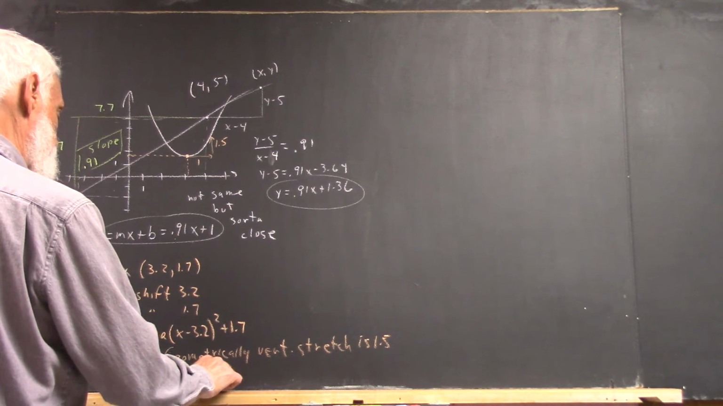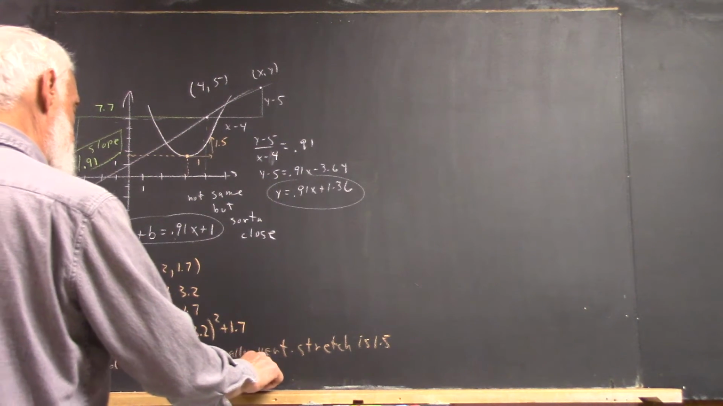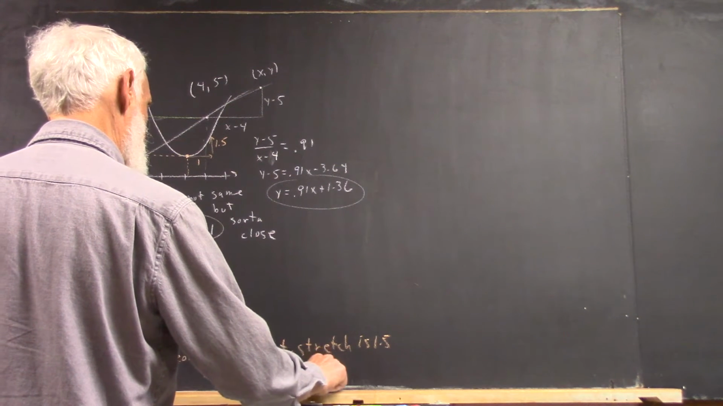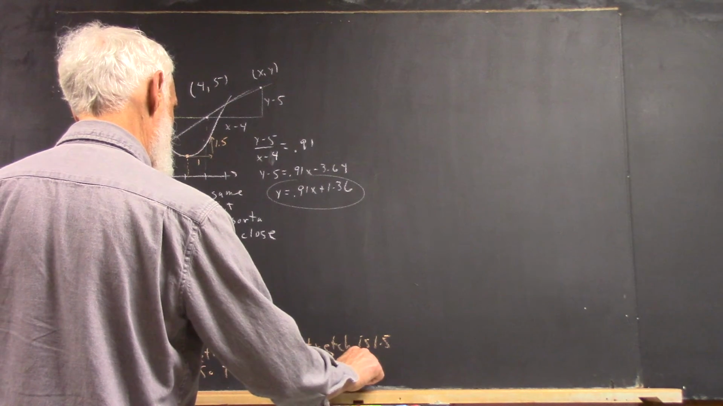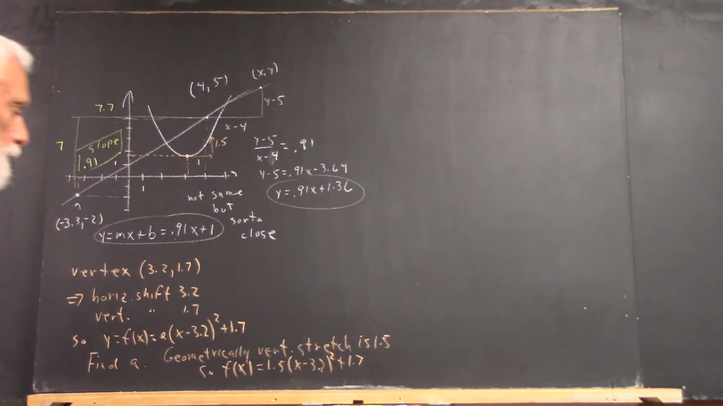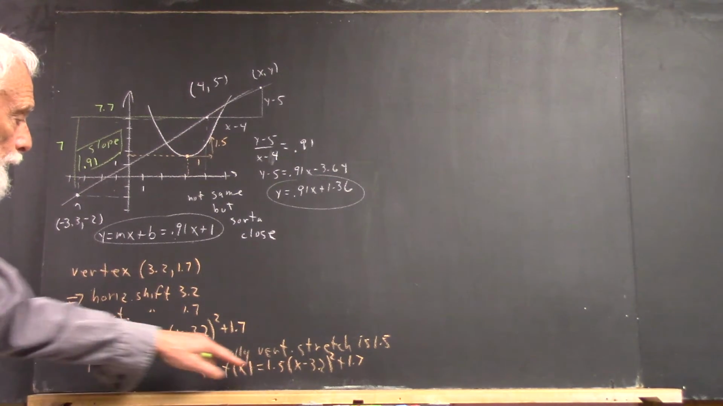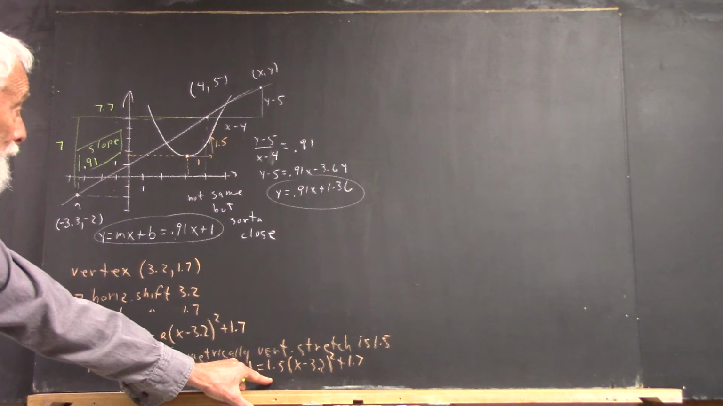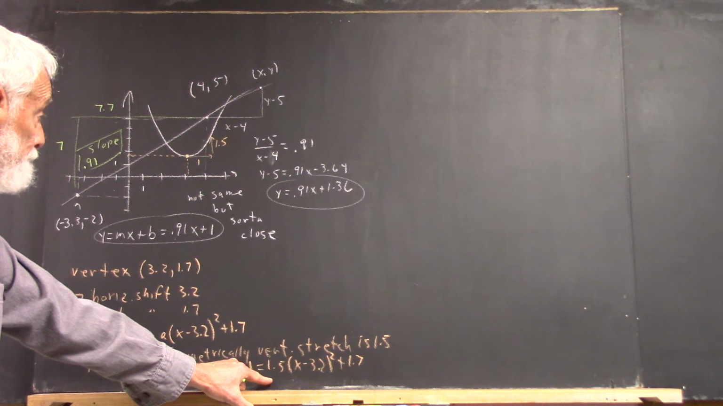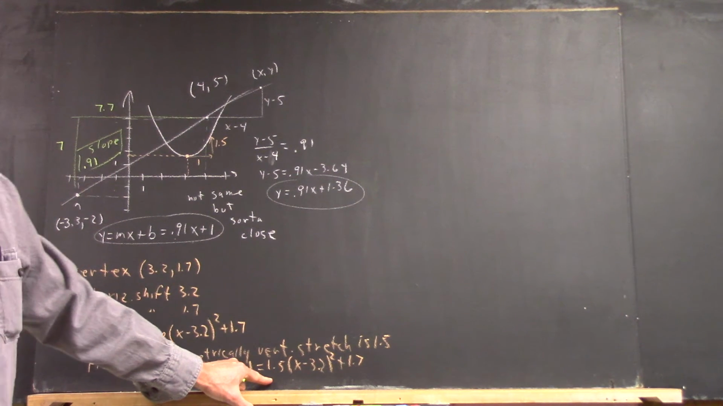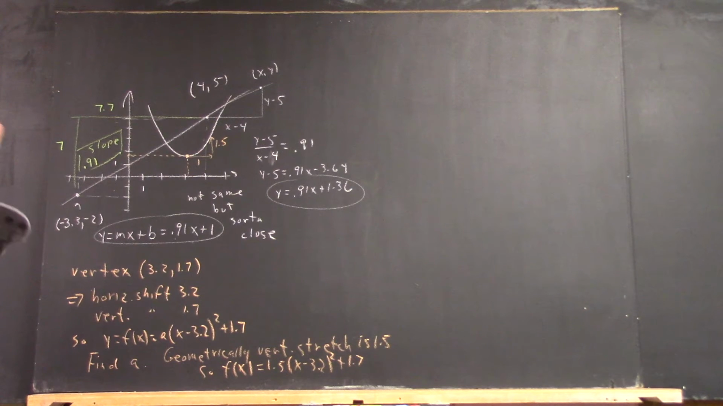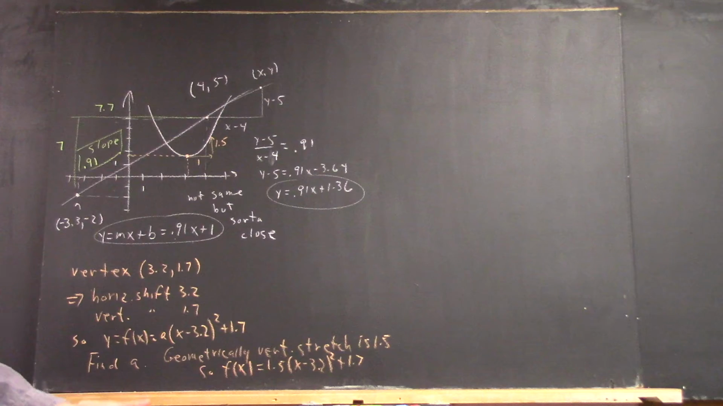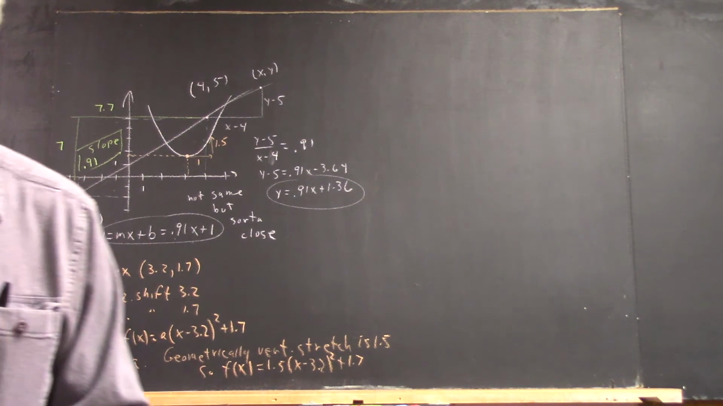Geometrically, vertical stretch. Geometrically. So that would be your value of A. That would be your function. Okay? Now I didn't do a real good job of sketching this thing, but let's now use a different way to get A. How else could we get A?